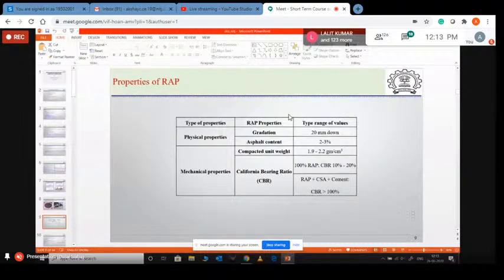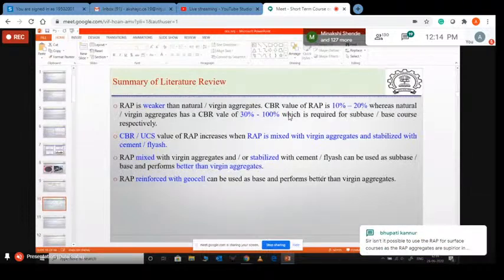We tried to find out the properties of the RAP. We generally found that it is from the top layers, 20 millimeter down. I mean, asphalt content is 2 to 3%. In my case, I got about 2.8 to 3.2%. Compacted unit weight, I found about 2 ton per meter cube, that is 1.9 to 2.2 gram per cc or ton per meter cube. For 100% RAP, the CBR value was 10 to 20%, unsoaked and soaked. And once I mixed it with crusher waste and cement, I found CBR value much more than 100%. We'll discuss this improvement in CBR value later on in the subsequent slides.